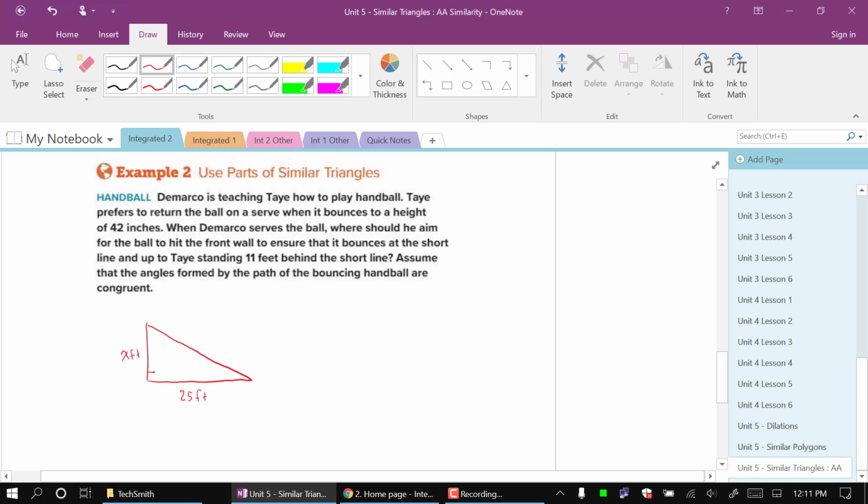Here's our first right angle. Then it has to bounce 11 feet, so this is 11 feet. And then this is 3.5 or 42 inches. This is also 90 degrees. So this angle and this angle are the same, so that's one of them. This angle and this angle are also the same. So because of that, we can solve this out. We're going to do 11 feet over its corresponding spot, which is 25 feet.